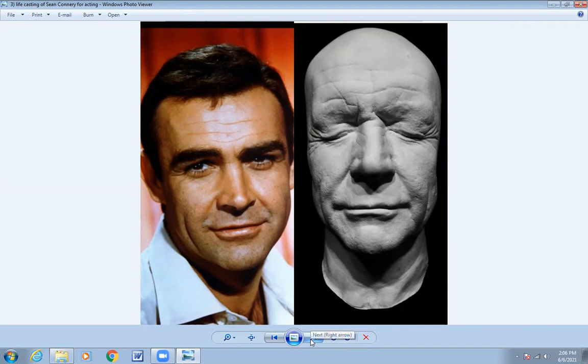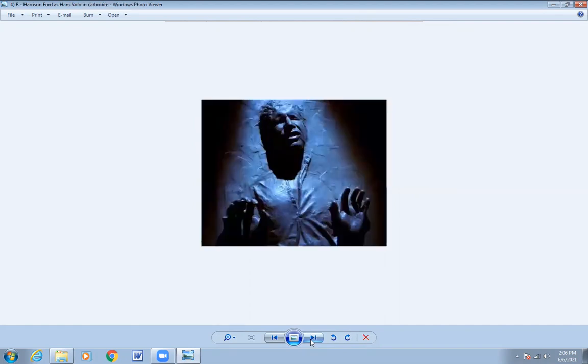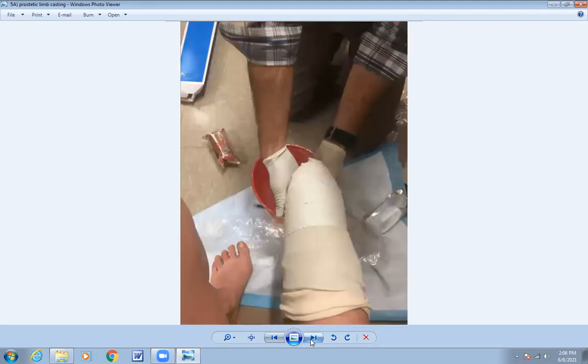So we've seen life castings in other places. Now we know who this is. This is Mr. Harrison Ford. He did Han Solo in the Star Wars movie. He had a life casting made for special effects when he was encased in carbonite. A life casting also needs to be done in everyday situations for people who are having prosthetics, whether it's medical or an accident, military service.